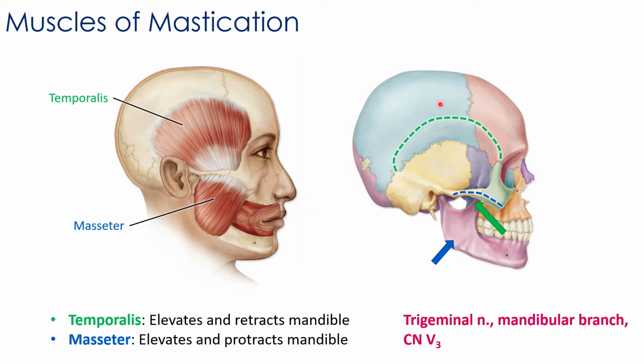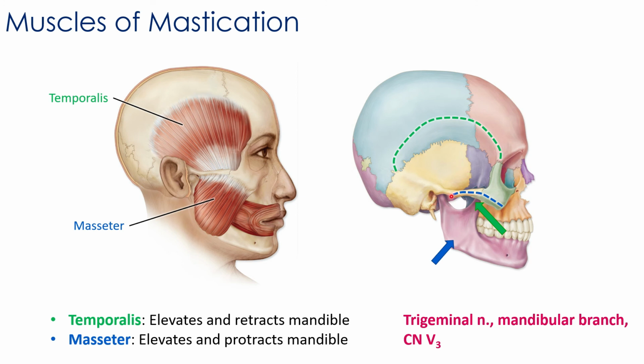If we look over here on the right, we can see how the temporalis is going to originate along the temporal lines, kind of where I have this green dashed line, and then its insertion is going to be on the coronoid process of the mandible. So think about how when this muscle that is going along that direction shortens, that's going to result in that elevation, but then also the retraction of the mandible.